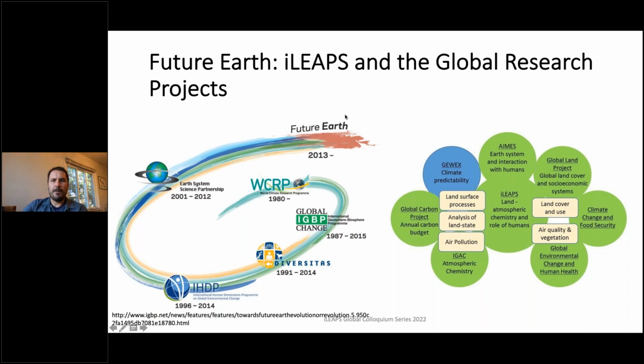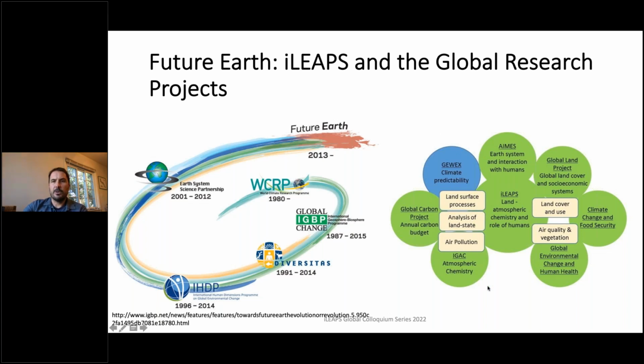As I mentioned earlier, iLEAPS is a global research project within the Future Earth program. And Future Earth is a fairly new organization that has built its mandate off of these 4 key programs: the World Climate Research Program, the IGBP, which was phased out in 2015, Diversitas, and the IHDP, the International Human Dimensions Program. And from my perspective, one of the main features that identifies Future Earth is this tight coupling between the human dimensions of the Earth system and the physical components of the Earth system.